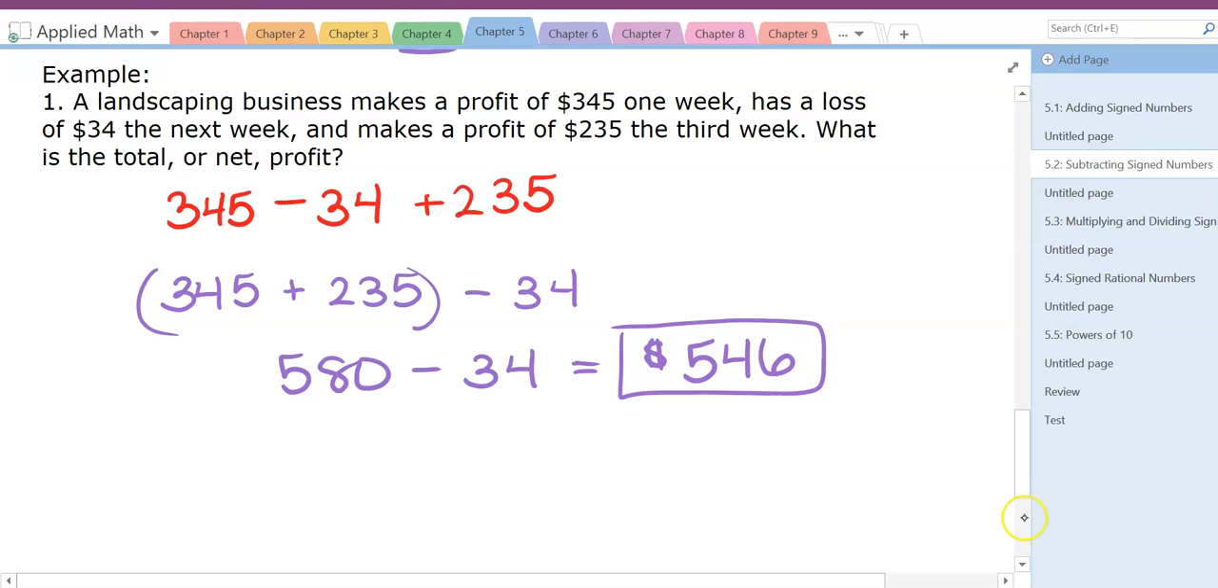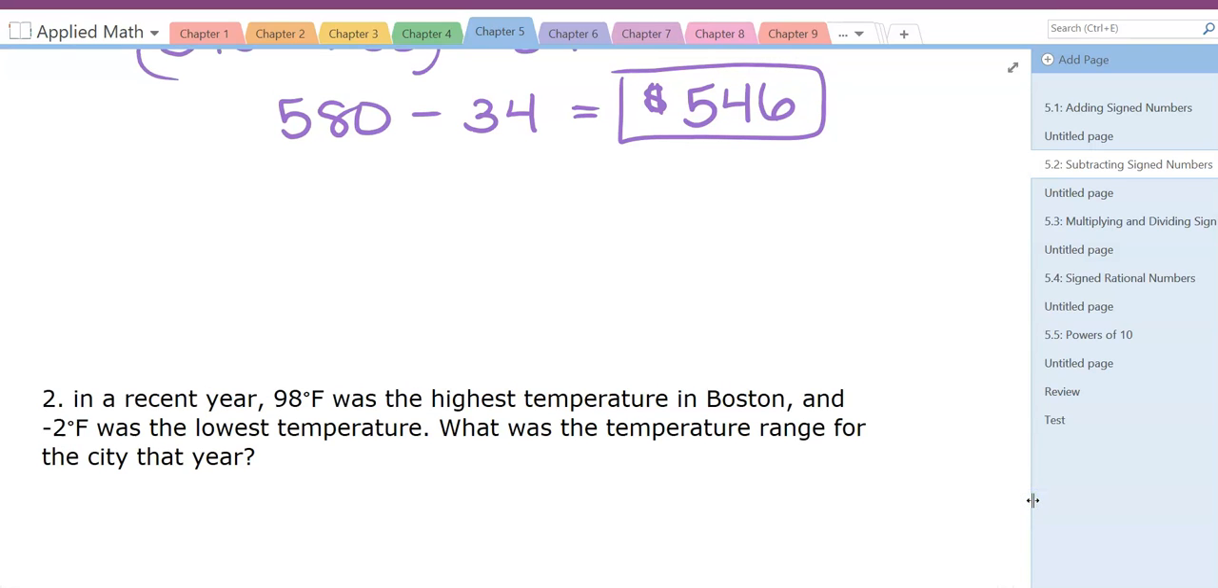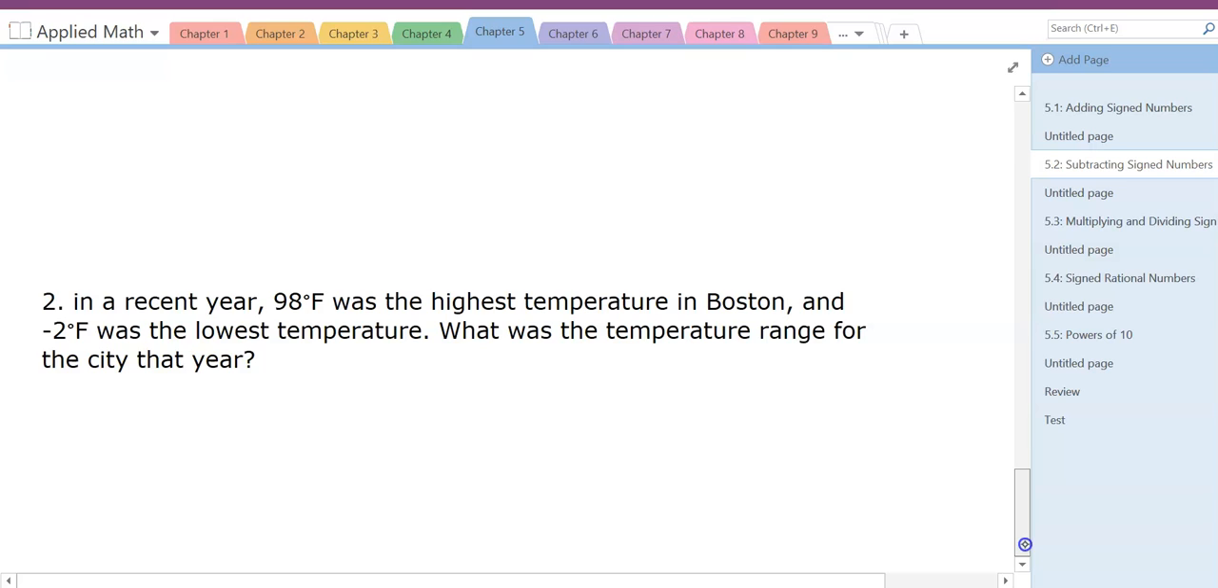Okay, and the last one I have here is a temperature problem. In a recent year, 98 degrees was the highest temperature in Boston, and negative 2 was the lowest temperature. What was the temperature range of the city that year? So range is subtraction. It doesn't matter the order that you subtract these in, you just have to take one temperature minus the other one. So you could start with the 98, and then you subtract the negative 2.